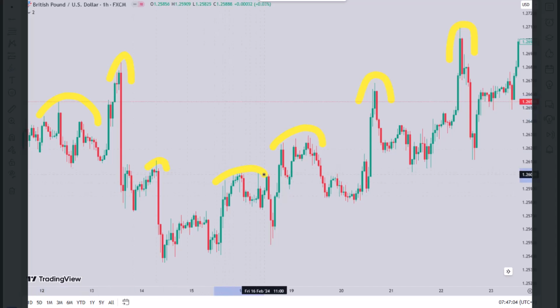You see, these are areas of what? Supply zone. Next, we go to demand zone. It's the opposite of what? Supply zone. Demand zones are turning points in the market where price formed support. You see, these are what we call demand zones.